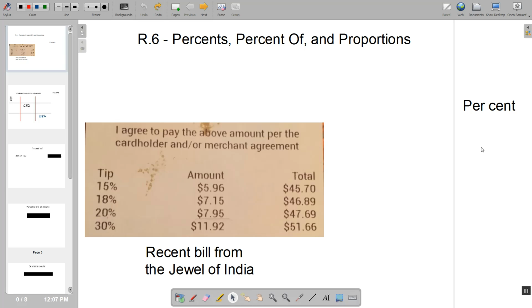So the example I want to start with today is that my wife and I just recently went to a restaurant in Waterville called the Jewel of India. Super good food, really delicious. And at the bottom, they gave me a receipt that had the tip percentages listed on it. If you've ever paid at a restaurant, you know that you give a tip for the service. It told me the tip of 15% should be this much money. The tip of 18% should be this much money. And I thought that was really cool. You can tell this is my receipt because it's got grease on it. So, of course, it's mine. I spill all over the place.